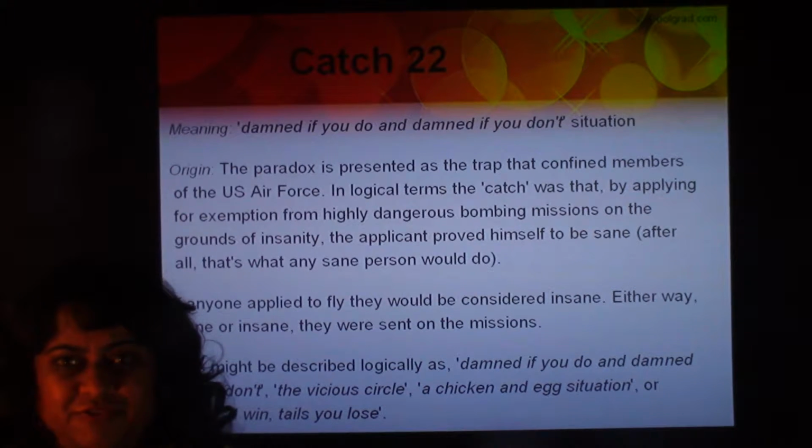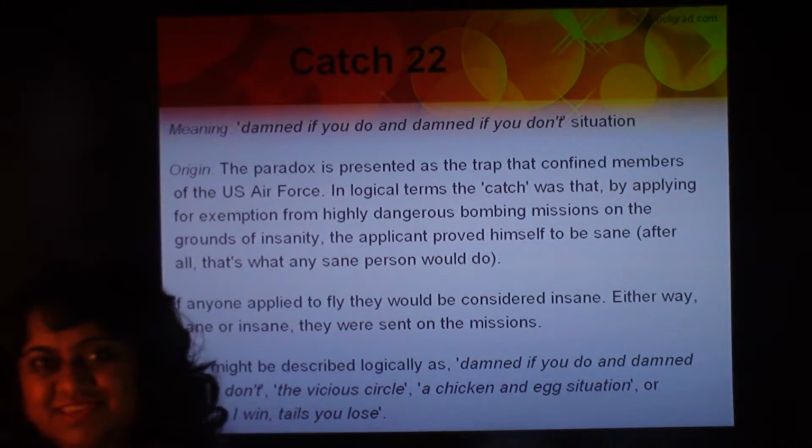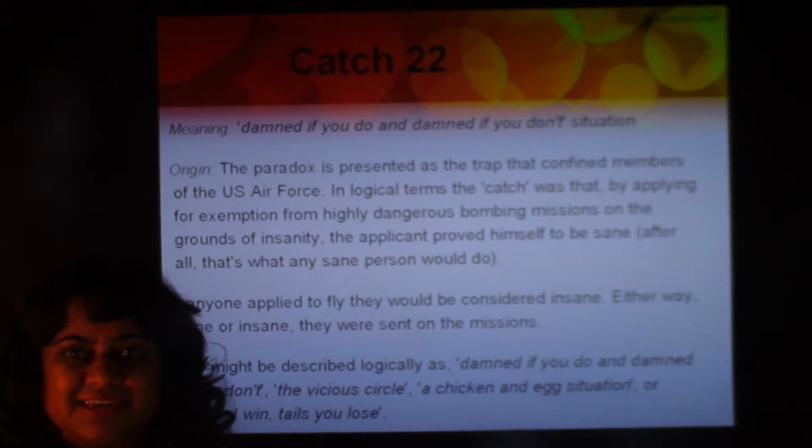So, you're dead if you go and you're dead if you don't. So there was no way around it. It was kind of a paradoxical situation. And that's the origin of the phrase catch-22, because it was the 22nd item on the form on which they had to plead insanity. So that's the origin of this very interesting phrase, catch-22.